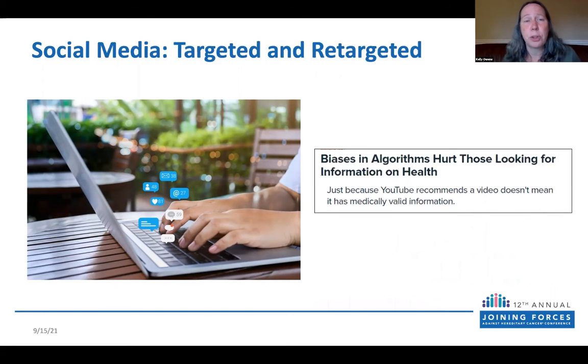We also see on social media that ads are being targeted and retargeted. This is probably not news. We're seeing a lot of this coming up in the media, but the algorithms that a lot of social media run on prompt people to see articles based on common interests or various ways that they come up to the top of their feed, but it doesn't mean that makes it more valid scientifically or gives it medical validation. So just because YouTube recommends a video doesn't mean it's an accurate video.